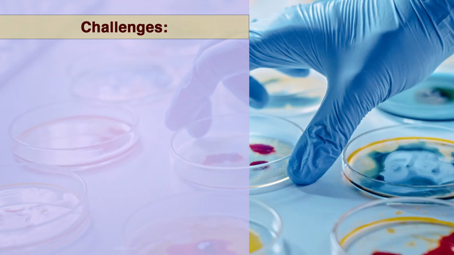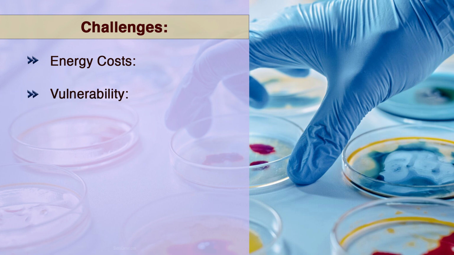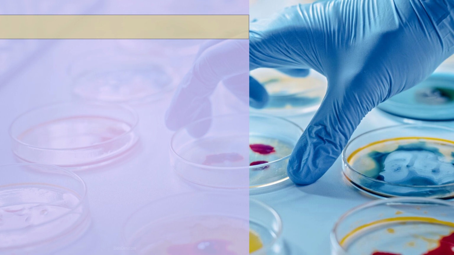Then what are the challenges we face generally? First is energy cost. Sporulation requires significant energy and resources. Vulnerability. The organism may be susceptible during dormant phases. Next one is dependency. Germination is dependent on specific environmental cues.